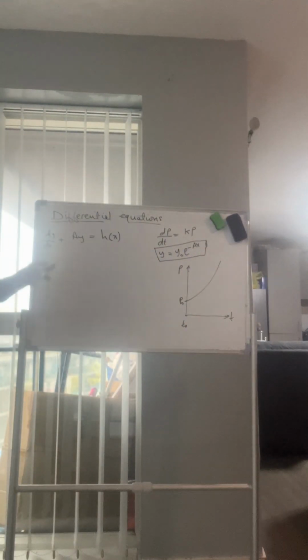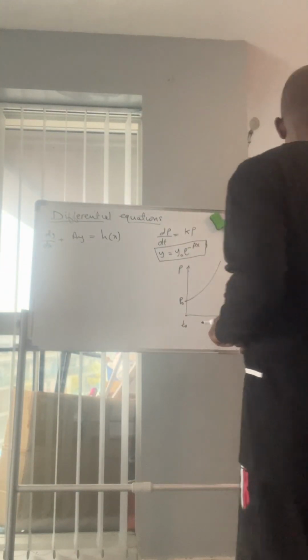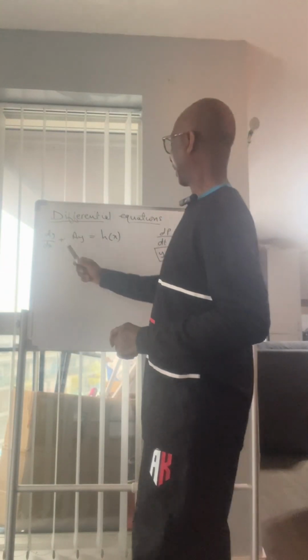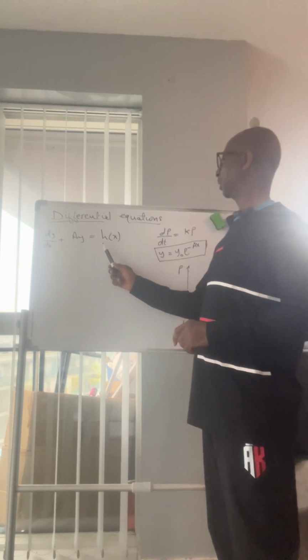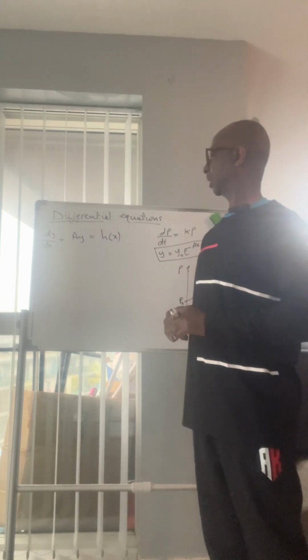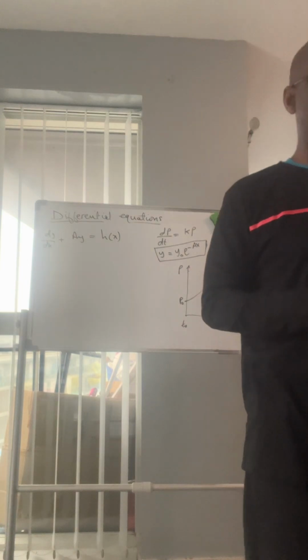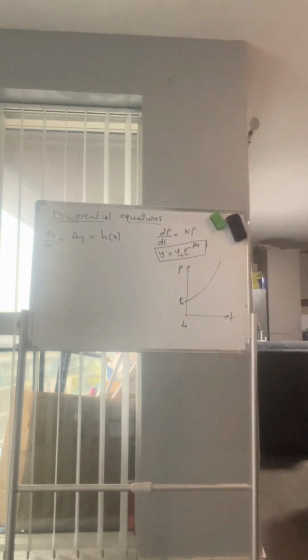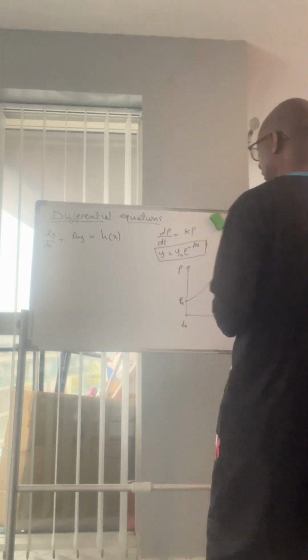We are looking at a differential equation given to us as a y plus dy/dx equals h of x, where a is a constant. That's why this type of equation is called a constant coefficient linear equation.